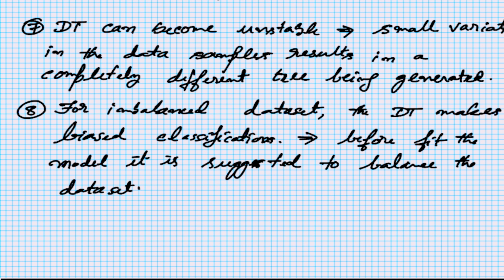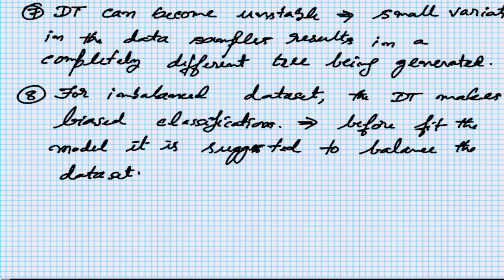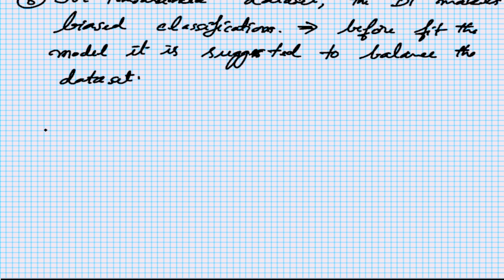So how can you do that? Let's take an example. We'll discuss that; that will be the last topic for the day. How do you balance your data set? Anyway, all the points are over, but the major issues with the decision tree we have already discussed.